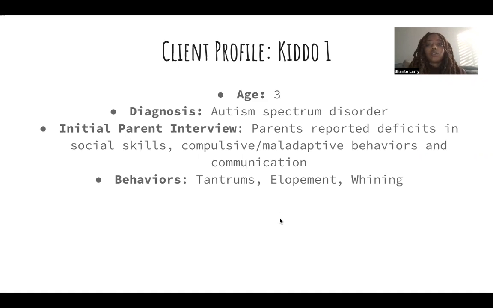All right, so client profile. Kiddo 1 is what I'm going to be referring to the client as. His age is 3. His diagnosis is autism spectrum disorder. In the initial parent interview, parents reported deficits in social skills, compulsive/maladaptive behaviors, and communication. And the behaviors that we decided to target were tantrums, elopement, and whining.